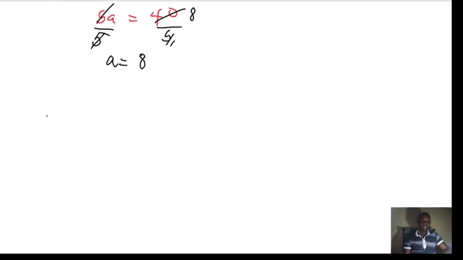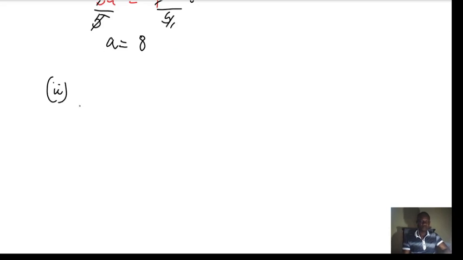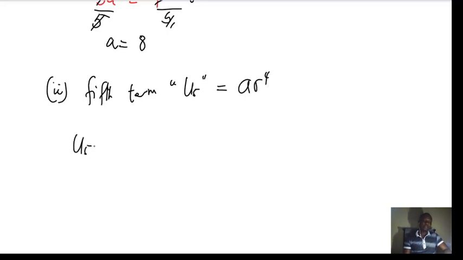So the question says that we should find the fifth term. The fifth term, which is U5, is going to be A R exponent 4. So U5 will be equal to A, which is 8, times R, which is 2, exponent 4. So we have U5 equal to 8 times 16.